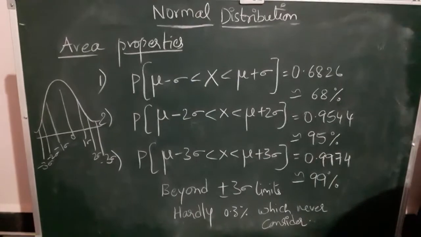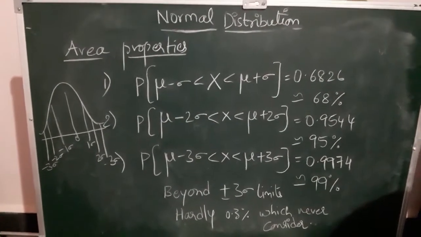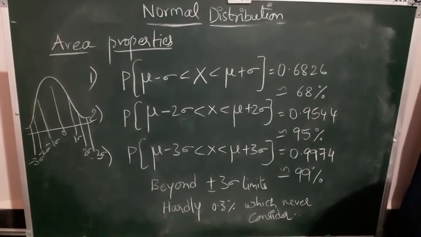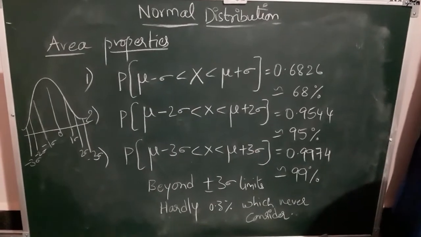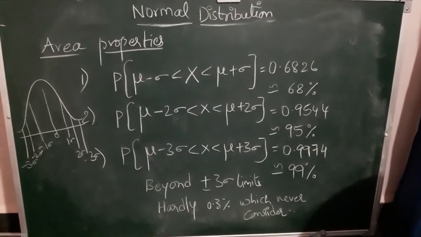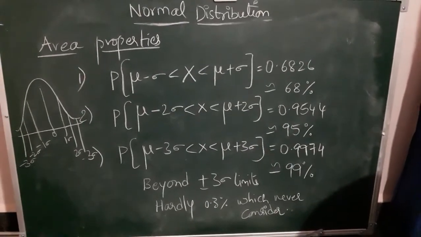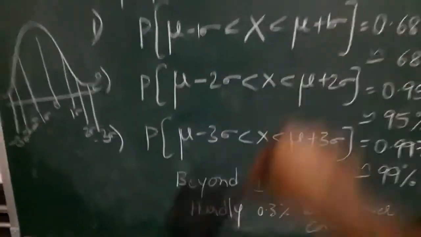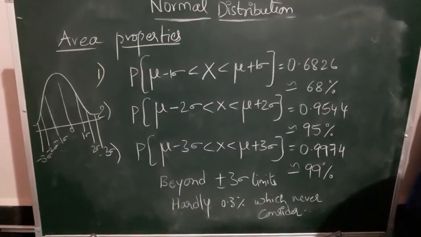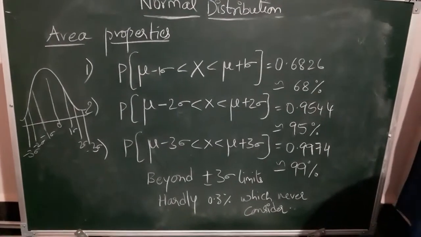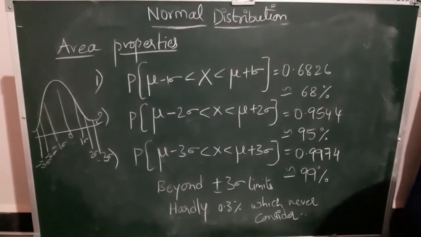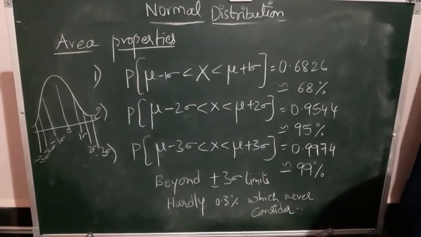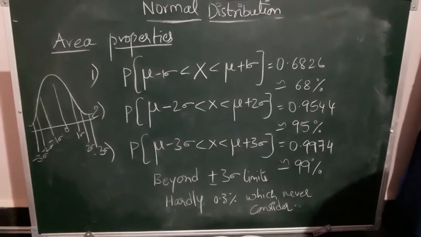Now look at this, area properties. In a normal curve, the probability curve I have drawn for you, mu minus sigma, mu plus sigma, that means plus or minus 1 sigma. How much area will you get in a normal distribution? 0.6826. Approximately 68% of the area is covered between plus or minus 1 sigma limits.